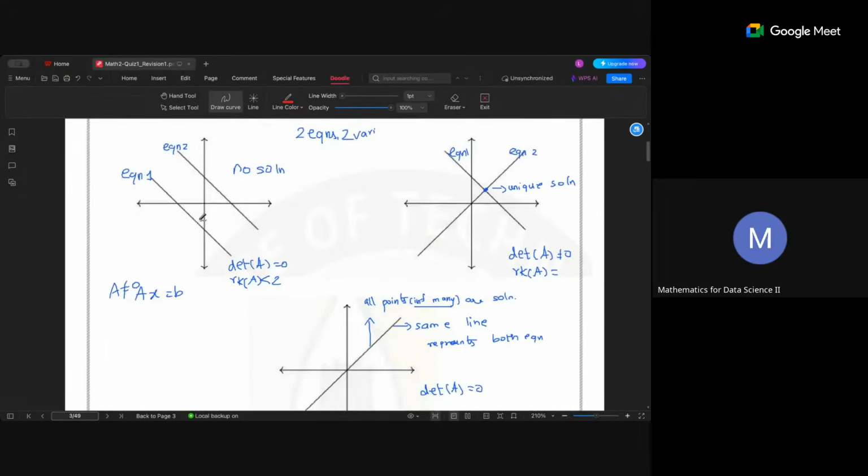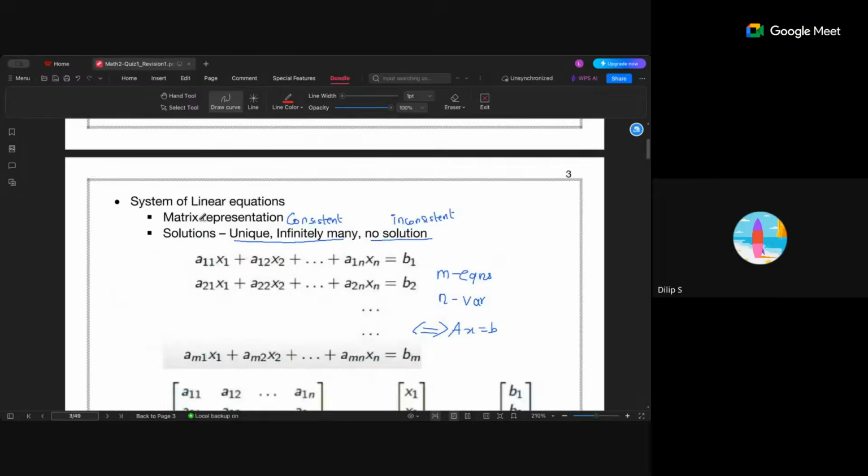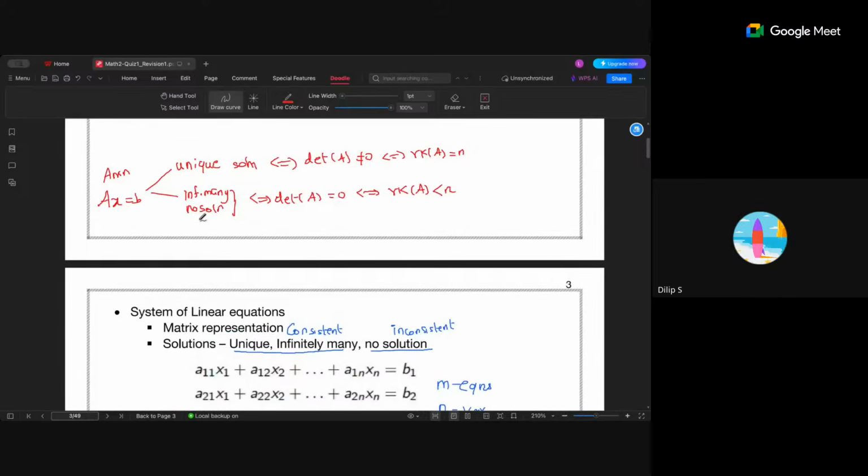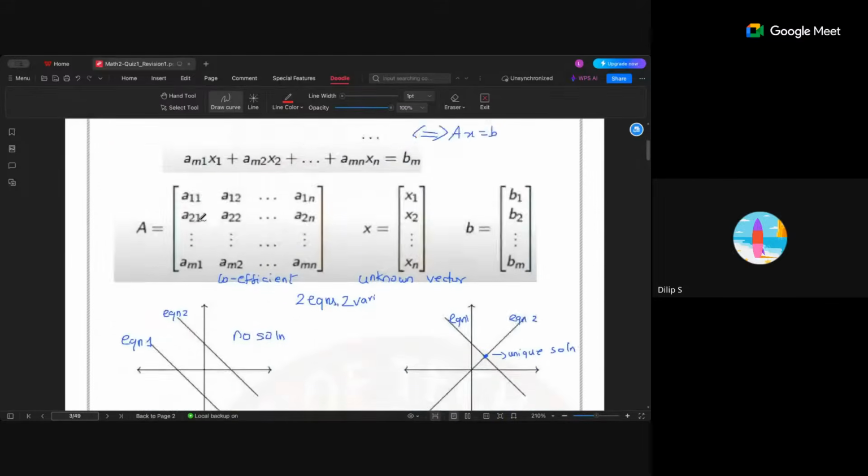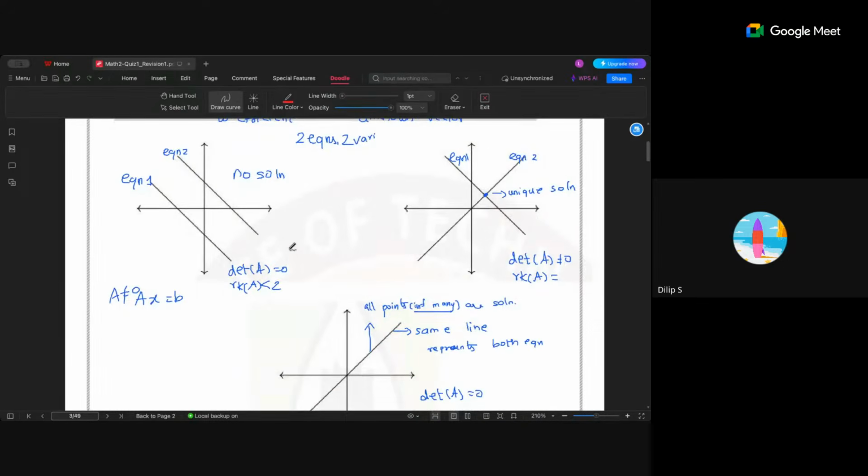Can I just ask you something, ma'am? In this case, where you represent a system of equations as Ax equal to B, and let's say B is not equal to 0, which means it's not homogeneous, even in that case we only take the determinant of the coefficients, right? Exactly. No matter what B is, even if B is not equal to 0, we still take the determinant of just A, the coefficients. Okay, thank you, ma'am.